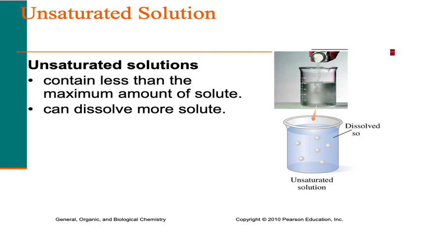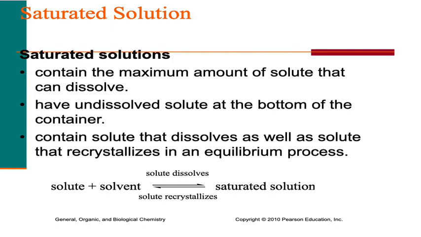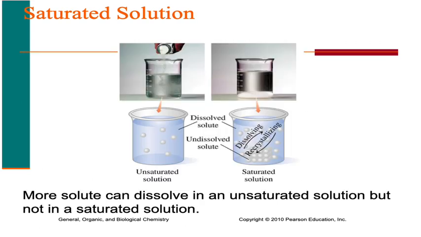Unsaturated solutions contain less than the maximum amount of solute, can dissolve more solute. So more things can be dissolved in. Whereas when we look at a saturated solution, we're going to contain the maximum amount of solute that can dissolve, have undissolved solute at the bottom of the container, contains solute that dissolves as well as solute that recrystallizes in an equilibrium process. And a saturated solution, more solute can dissolve in an unsaturated solution, but not in a saturated solution. So that makes sense. When something is unsaturated, more can go in. When it's saturated, when it's fully saturated, nothing more can go in.